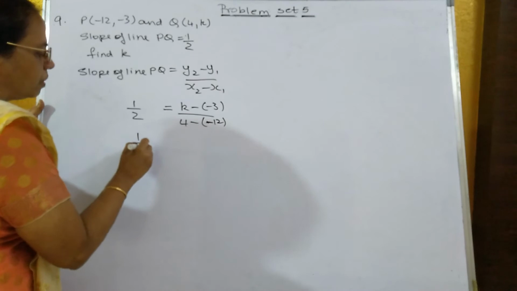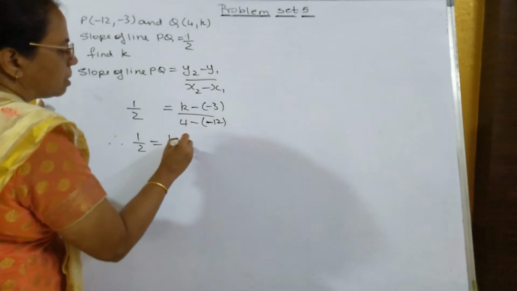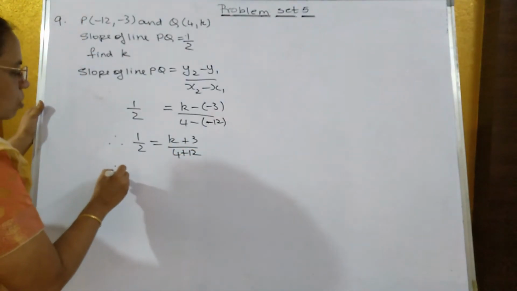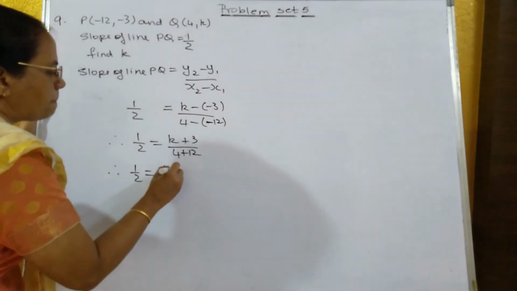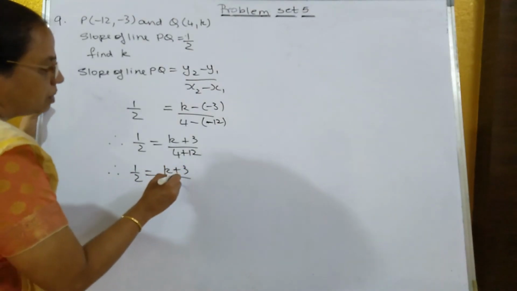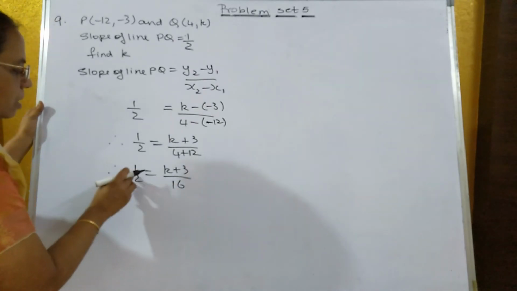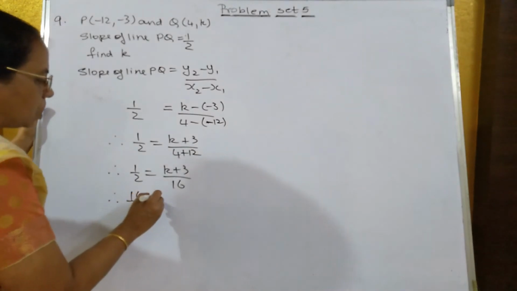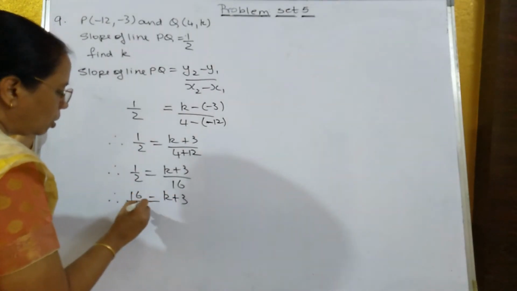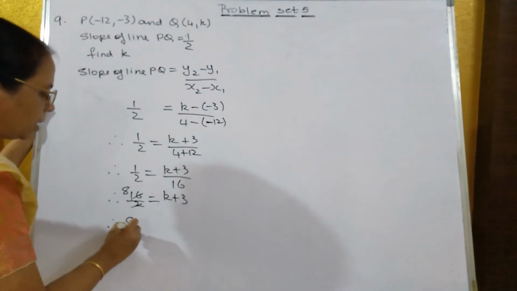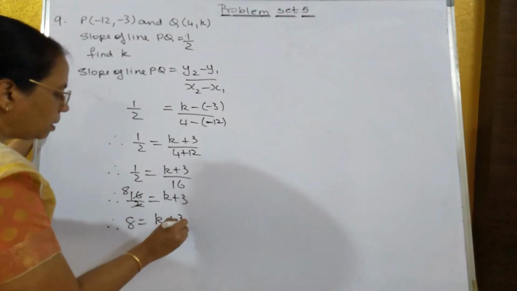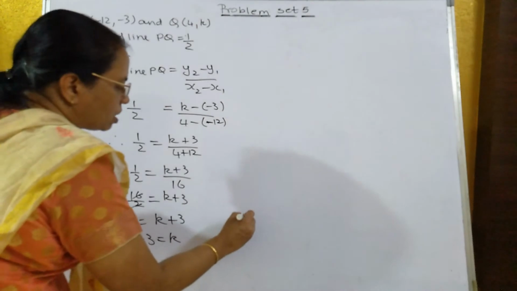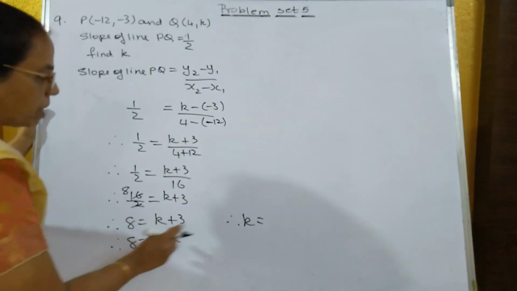So half is equal to K plus 3 upon 4 plus 12. So that is, half equals K plus 3 upon 16. 4 plus 12 is how much? 16. Now take the 16 on this side. So what you will get? 16 upon 2 is equal to K plus 3. 2 8s are 16, therefore 8 is equal to K plus 3. Bring this 3 on this side, therefore 8 minus 3 is equal to K. So what is the value of K? Therefore K is equal to 8 minus 3, which is 5.